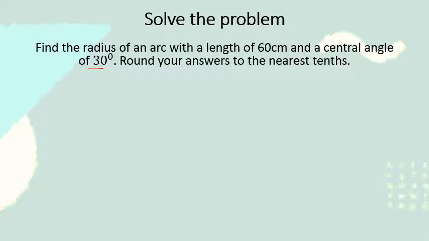So let's read the problem. Find the radius of an arc with a length of 60 centimeters and a central angle of 30 degrees. You're asked to round your answers to the nearest tenth. So let us know, given is the arc length and the central angle. Sabi nga natin, to find the arc length, we have the formula S is equal to R theta. So our theta is 30 degrees.